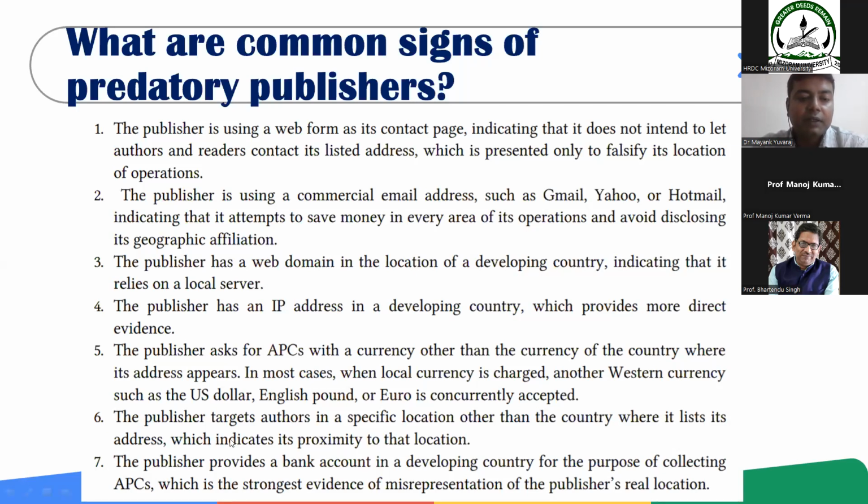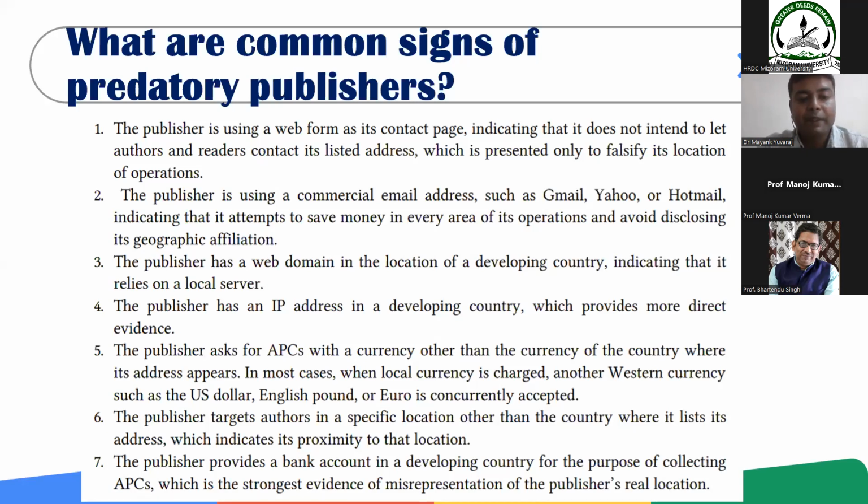Then the sixth sign is that these publishers target authors in a specific location other than the country where they list their address, which indicates its proximity to the location. That means that some of the predatory journals I have found have their headquarters in London, but you will receive emails and you can see the editor. I showed you in the previous screen also, the editor was from Calcutta, but the office is situated in London. So these are also some common signs to detect that a journal is predatory in nature.